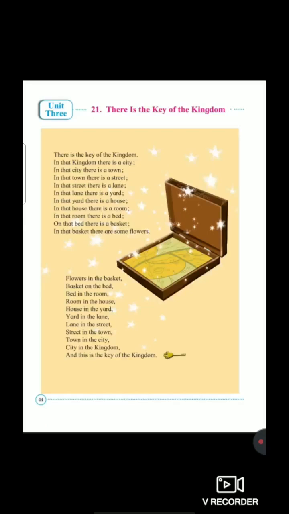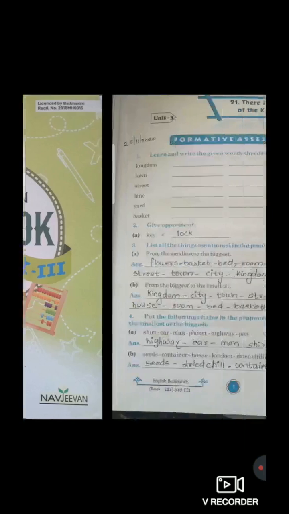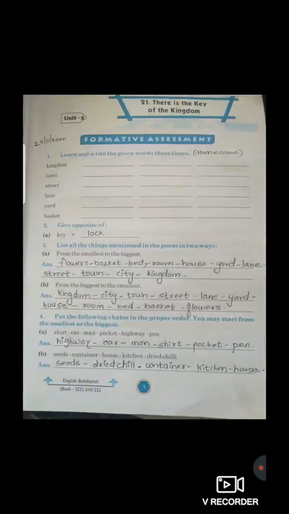Students, in the previous lecture I had explained this poem to you, and today I am going to give you the notes of this poem. So now students, everyone just open your combined book number 3. I am going to give you the notes. Page number 1, Unit 3, poem number 21, The Key of the Kingdom. Students, on the top, I had mentioned the date, and today's date is 25th November 2020. So students, you have to write down the date. Okay. Now come to the very first question.